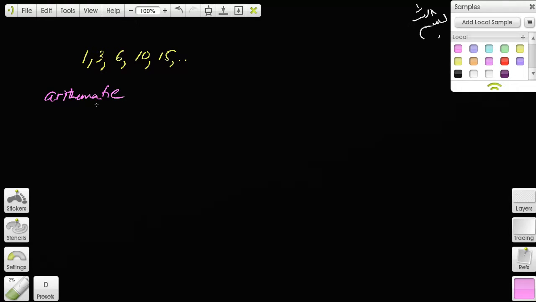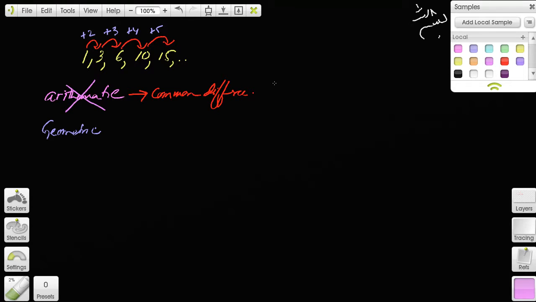Now, if a sequence is arithmetic, then it should have a common difference, correct? That's the key. In other words, from here to here, and from here to here, it should be the same. From 1 to 3 we added 2, so 1 plus 2 gives you 3, and from 3 you're adding 3, then adding 4, and then adding 5. So clearly it's not a common difference. So it is not an arithmetic sequence.